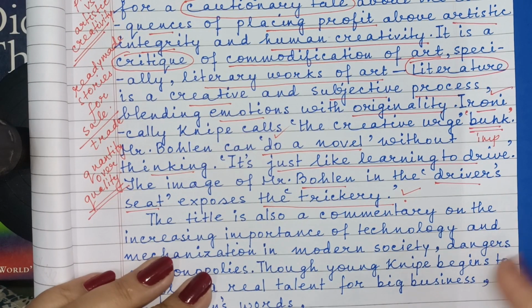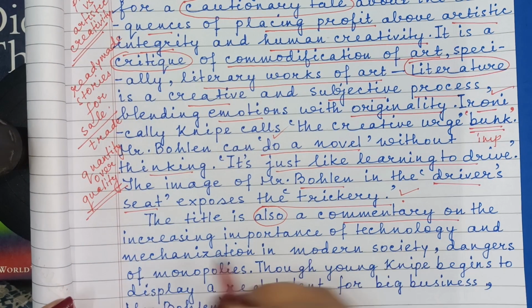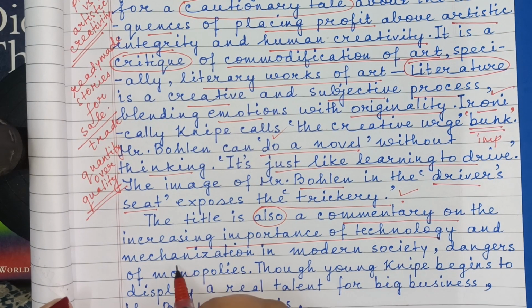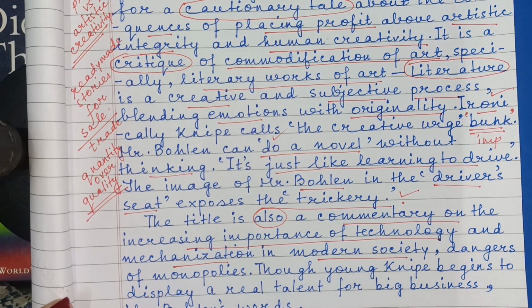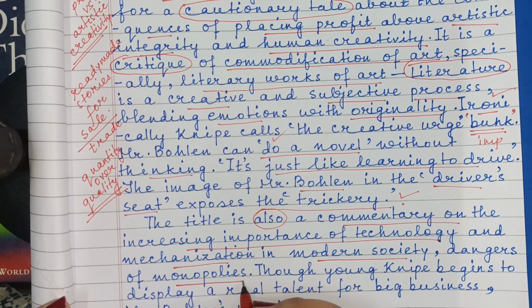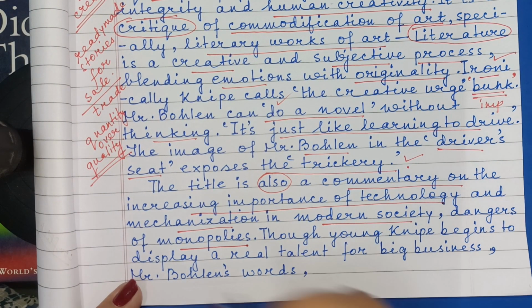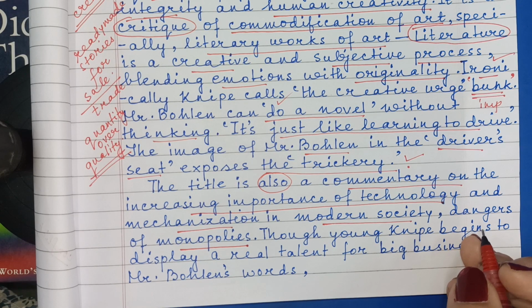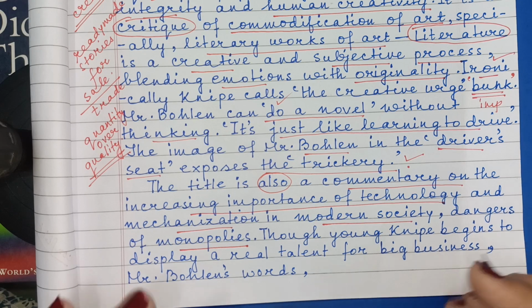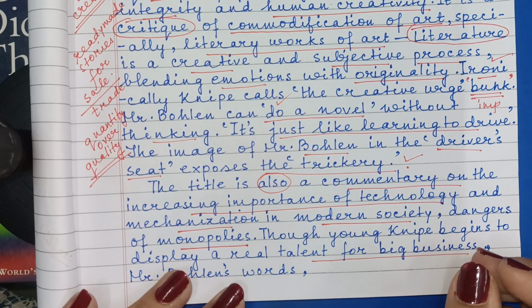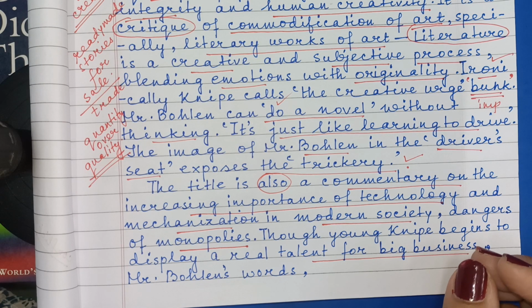So, the title is also a commentary on the increasing importance of technology, mechanization in modern society and also the dangers of monopolies. Knight himself says, we'll buy them, we'll squeeze them, it's easy. So, only Knight and Mr. Bolin will control the entire market with the help of his machine, the great automatic grammatizator. Though young Knight begins to display a real talent for big business. Now remember, he wanted to be a writer, but now he's a businessman.